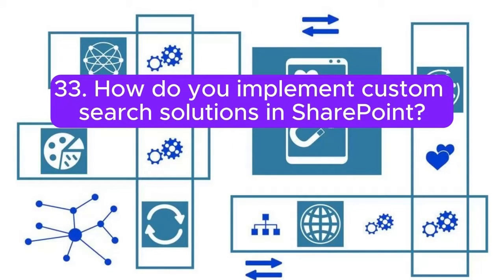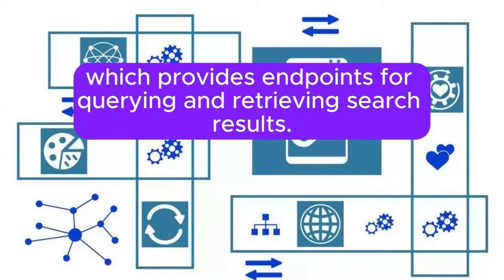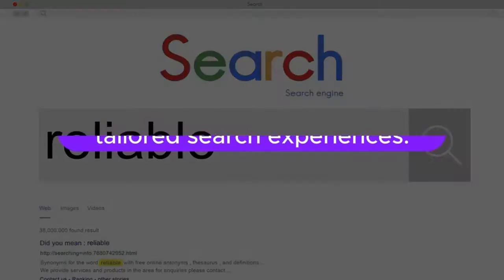33. How do you implement custom search solutions in SharePoint? Answer: Custom search solutions in SharePoint can be implemented using the Search REST API, which provides endpoints for querying and retrieving search results. Developers can customize search queries, result sources, display templates, and refiners to create tailored search experiences.